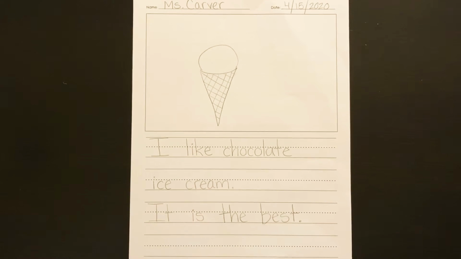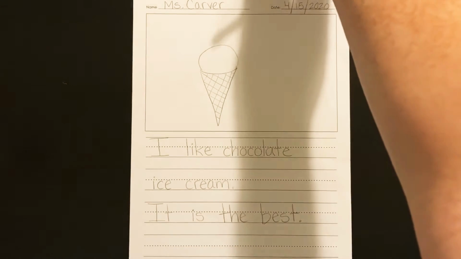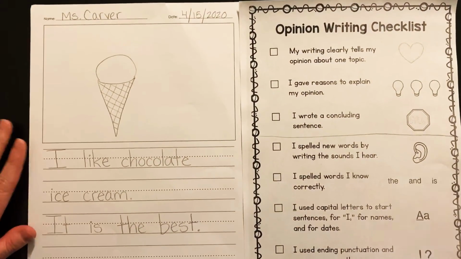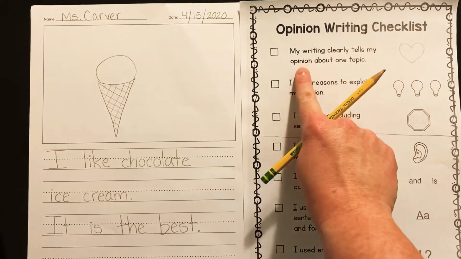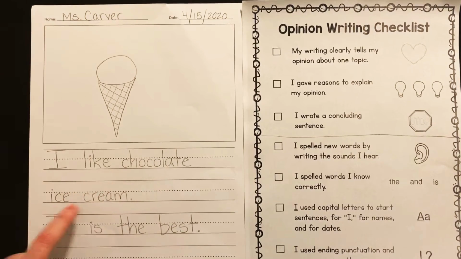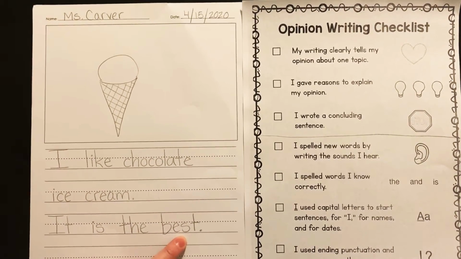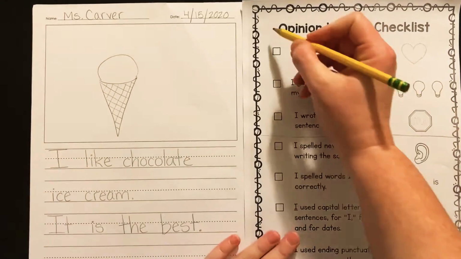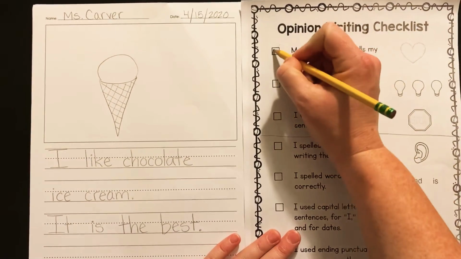All right. So in opinion writing, let's look at our checklist. It says, clearly tells my opinion about the topic. Okay. My opinion is that chocolate ice cream is the best. Did I say that? Yeah, I said I liked it and it's the best. So I think I definitely did that. I'm going to check that one off. Do it a little darker.